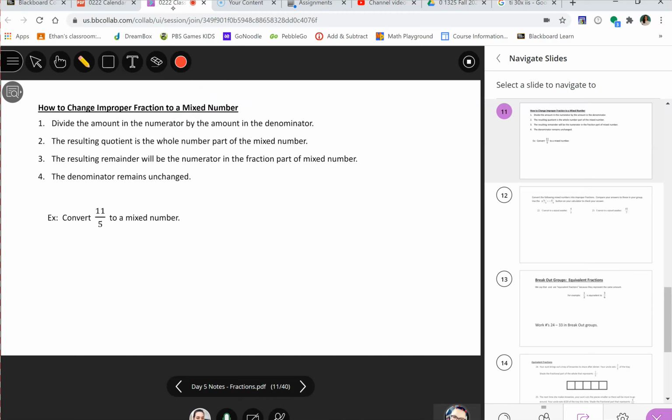I might have to change to my app, y'all. It's not writing. Will it write with my finger? No. Okay. I'm going to have to change to my app because Blackboard is running too slowly for me to share my screen.